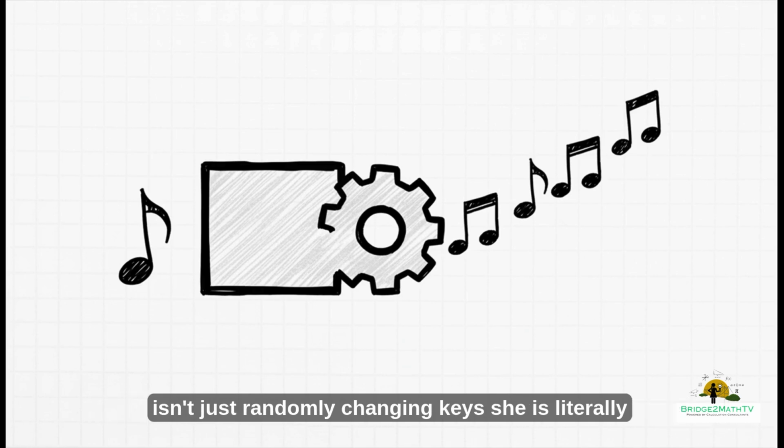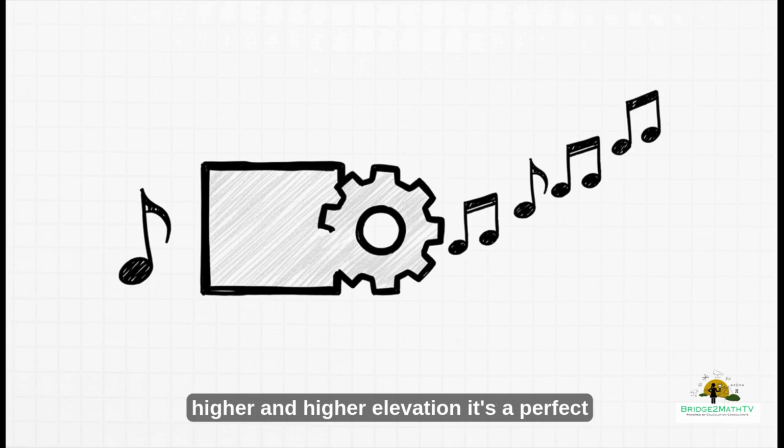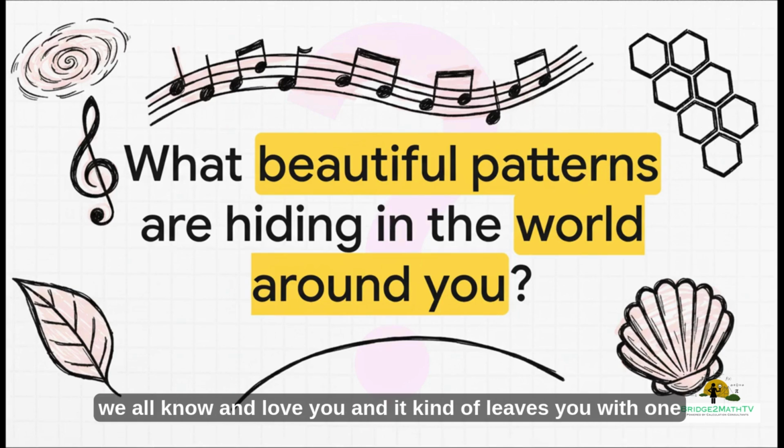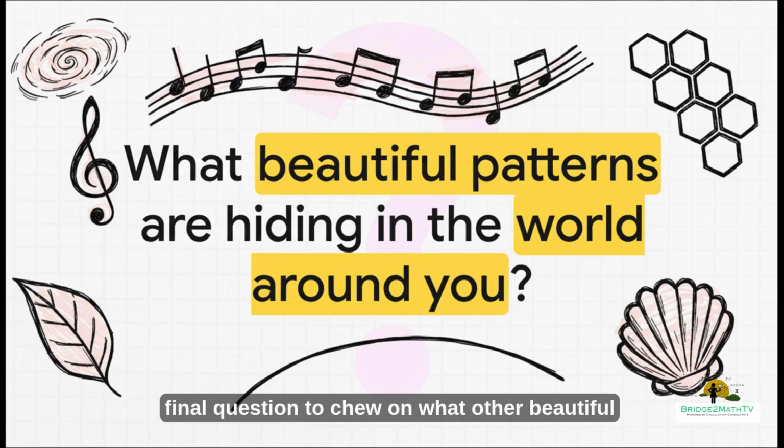Beyoncé isn't just randomly changing keys. She is literally increasing the output of the exact same function over and over again. Same structure, just a higher and higher elevation. It's a perfect parabola in musical form. It is just an incredible way to see the hidden architecture, the hidden genius in a piece of art that we all know and love. And it kind of leaves you with one final question to chew on. What other beautiful hidden patterns are out there, hiding in the music, in nature, and just in the world all around you?